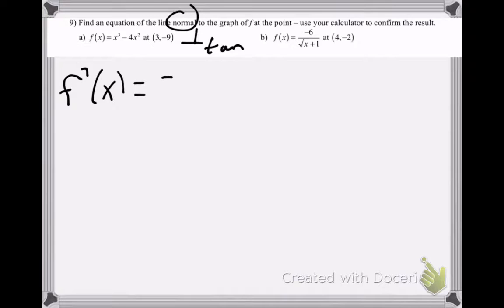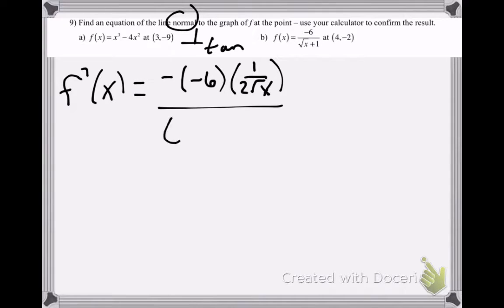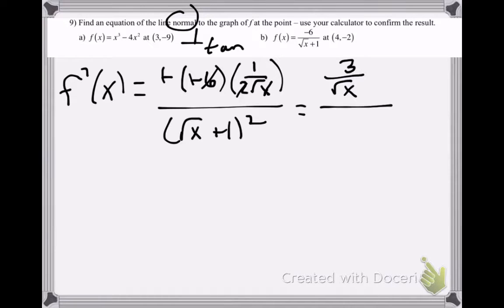So minus high, negative 6, d low, which will be 1 over 2 root x. Square root of x, you should have that derivative memorized. It's 1 over 2 root x. All over the bottom squared, root x plus 1 squared. We can simplify the top a little bit. The double negative becomes a plus, so I believe we get 3 over the square root x, all over square root of x plus 1 quantity squared.